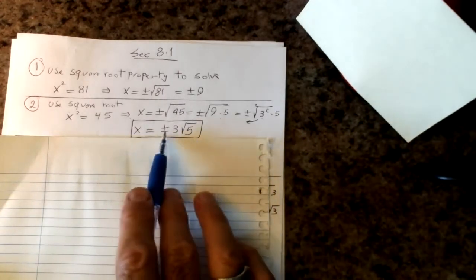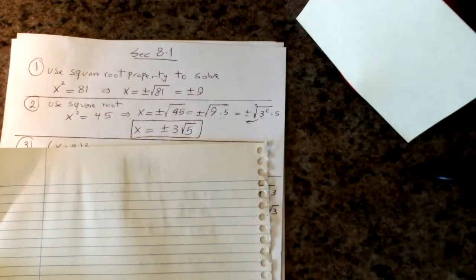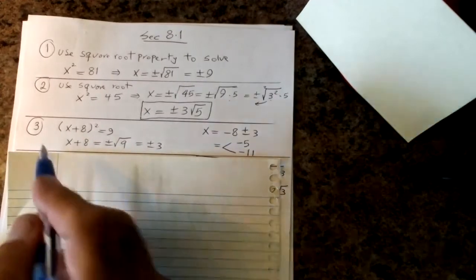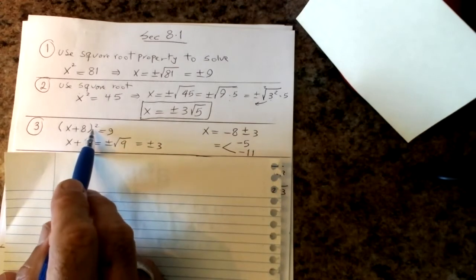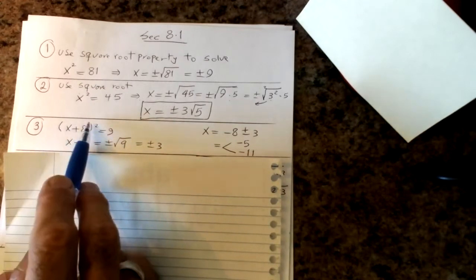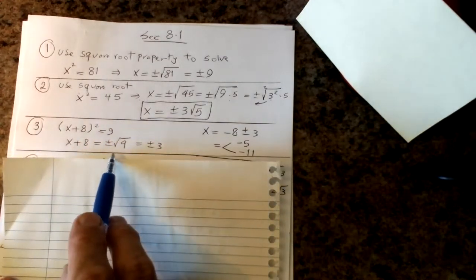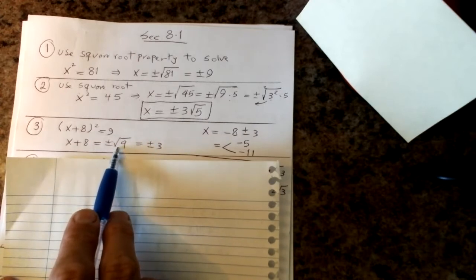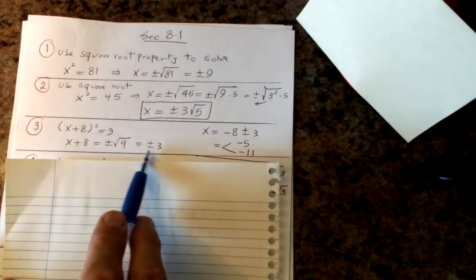So what is the answer? Plus 3 radical 5 and minus 3 radical 5. See? When you put a square root here and a square root here, you don't need to put a square root anymore because you understand that x plus 8 is released. But on the right side, you have plus or minus, always plus or minus on the right side because there are two answers.